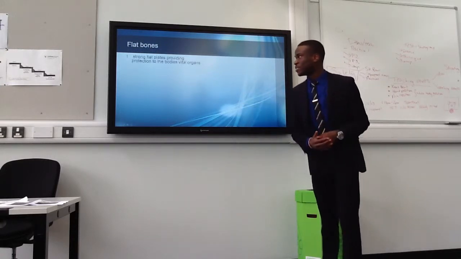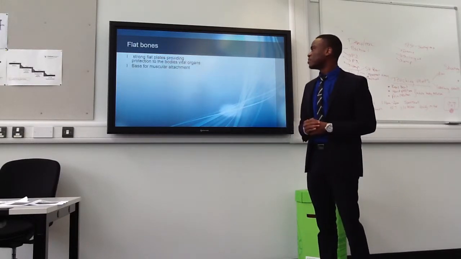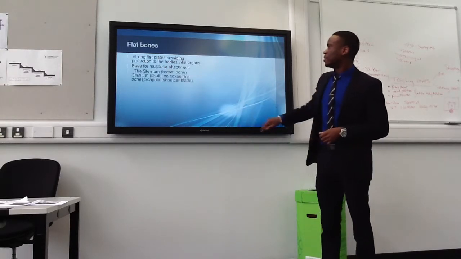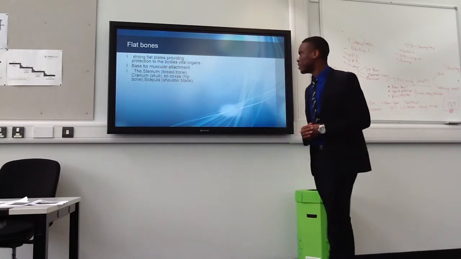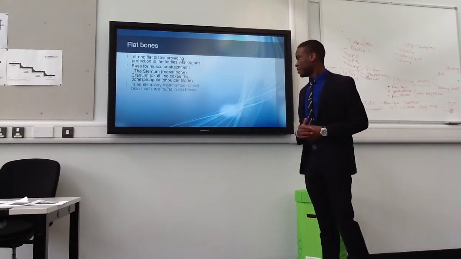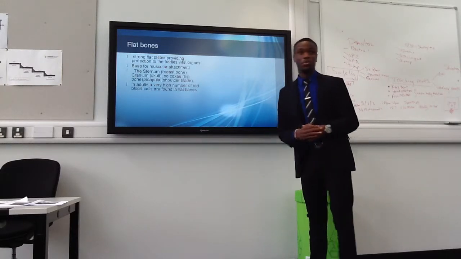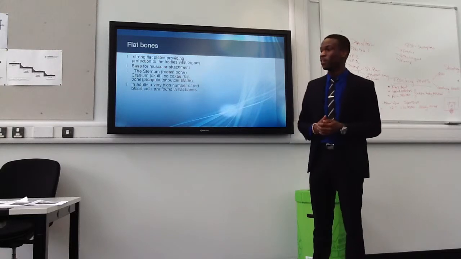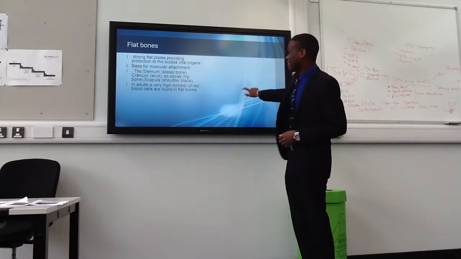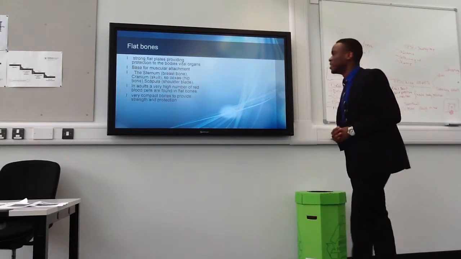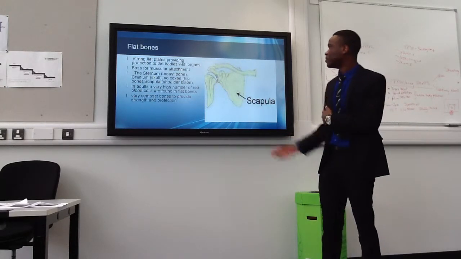Flat bones are the easiest one. They're strong flat plates providing protection to the body's vital organs and a base for muscular attachments. The sternum, or breastbone, the cranium, the skull, the hip bone, and the scapula, the shoulder blade, are examples of flat bones. In adults, a very high number of red blood cells are found in flat bones. So as you can see, flat bones are vital to the body, as they help produce blood cells, which help maintain homeostasis, which is maintaining a healthy, constant environment. They're very compact bones to provide strength and protection within the body, and the scapula is an example of a flat bone.